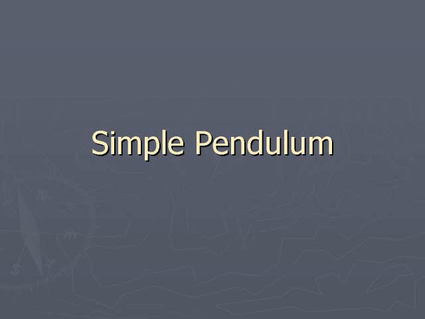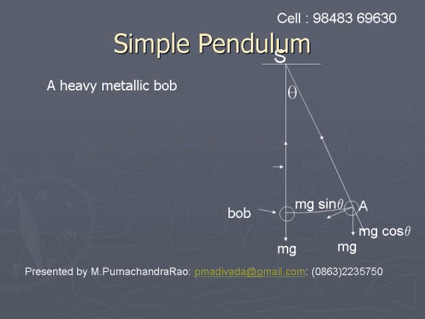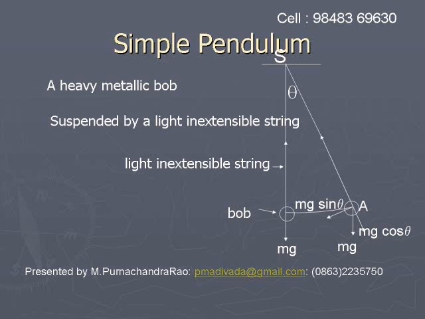Simple pendulum. A simple pendulum consists of a heavy metallic bob suspended by a light, inextensible, twineless string. To understand the simple pendulum, I have given here a figure.